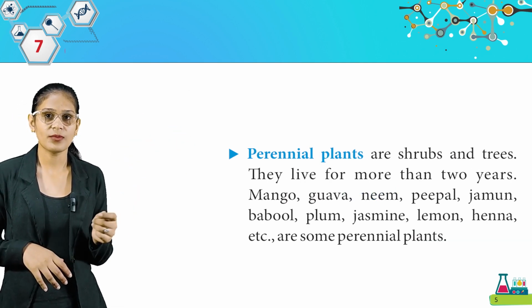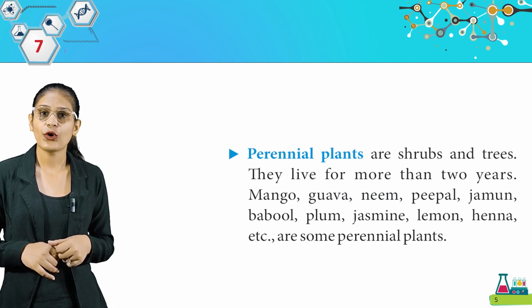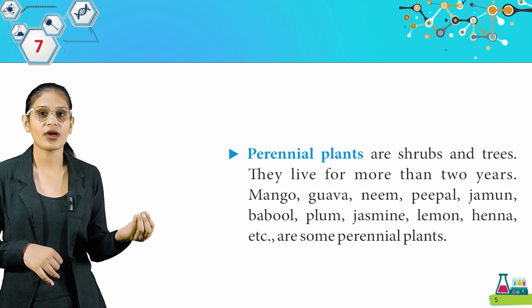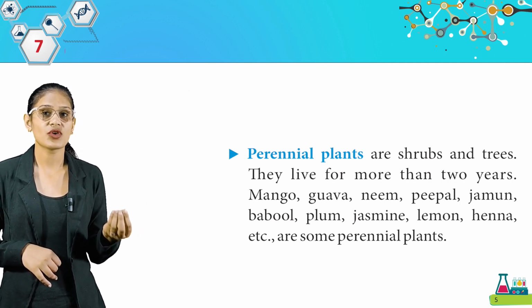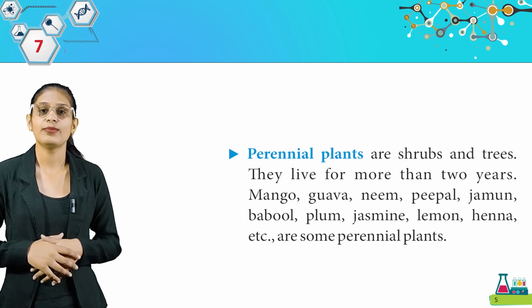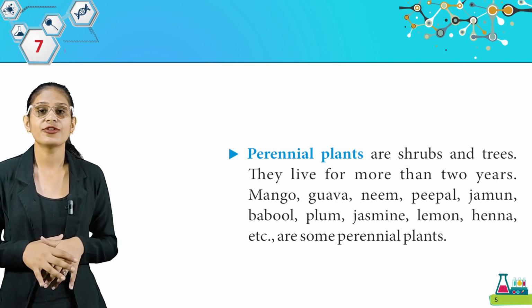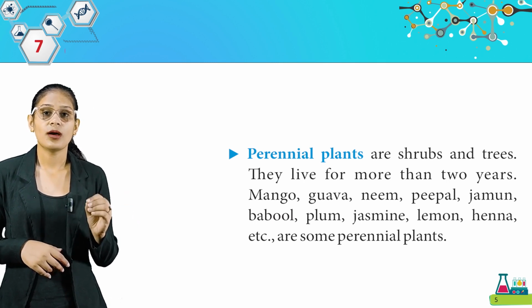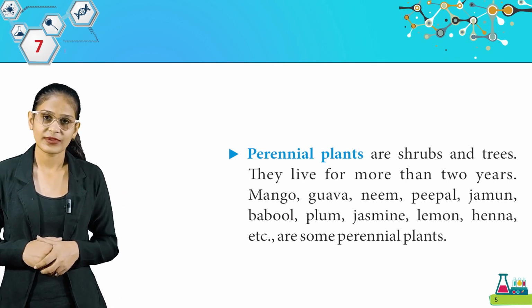Now we have perennial plants. Perennial plants are shrubs and trees. They live for more than 2 years. Mango, guava, neem, peepal, jamun, babool, plum, jasmine, lemon, henna, etc. are some perennial plants. So students, this is the difference between annual, biennial and perennial plants. It's all about their life cycle. Get it?